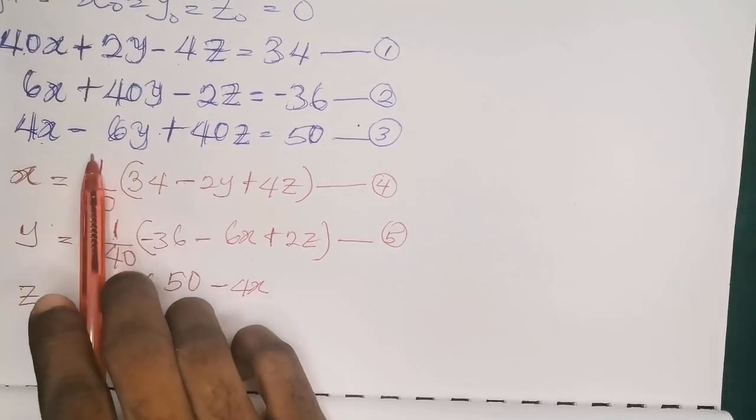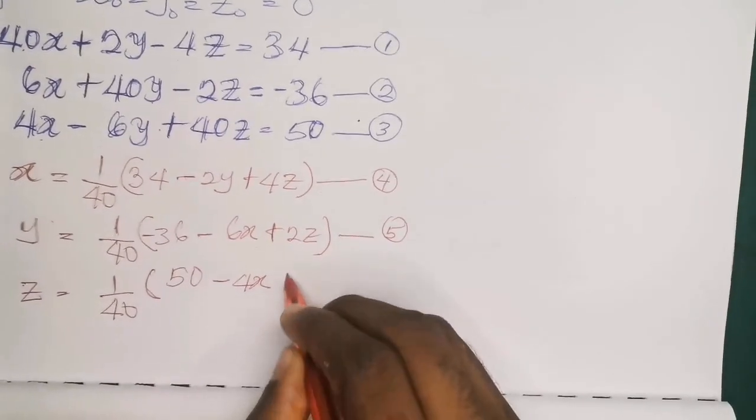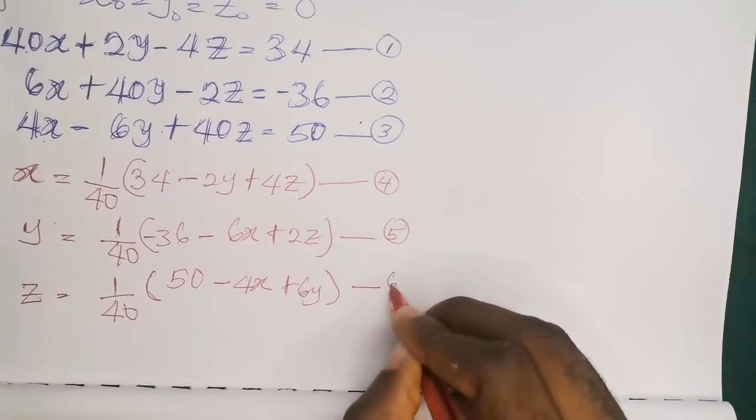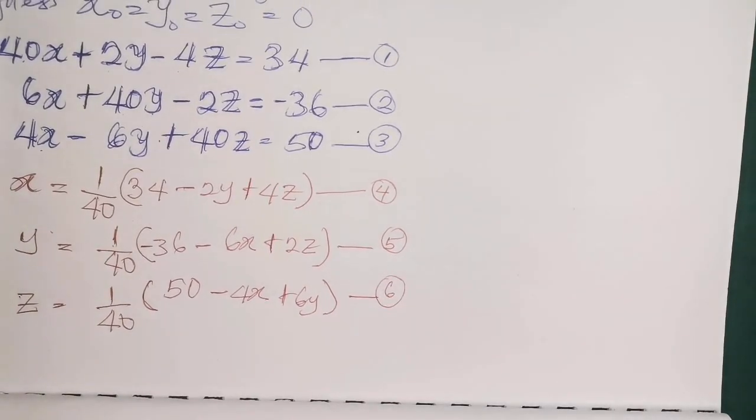And if I send negative 6y over here, it becomes positive 6y. So call this equation 6. So I have these three equations. Now we can simply apply our initial guess.